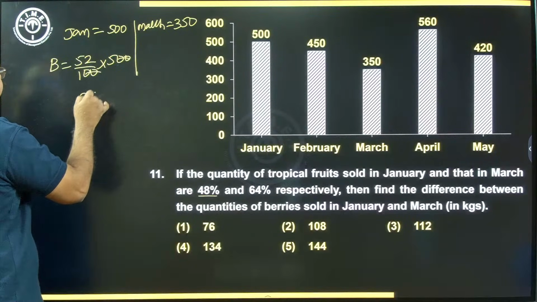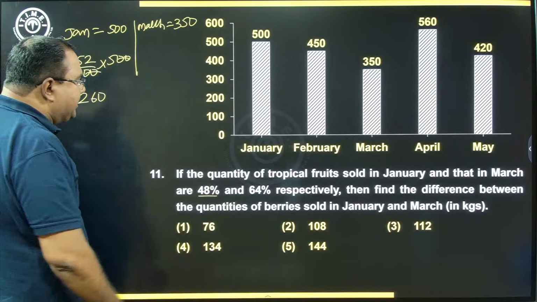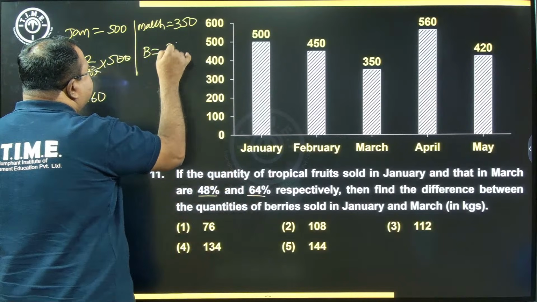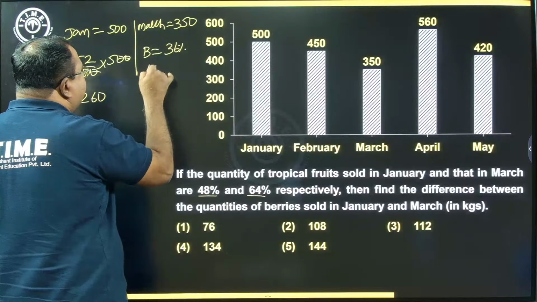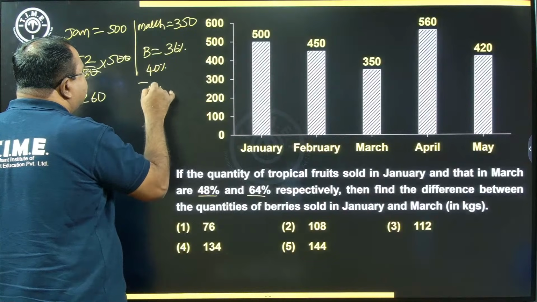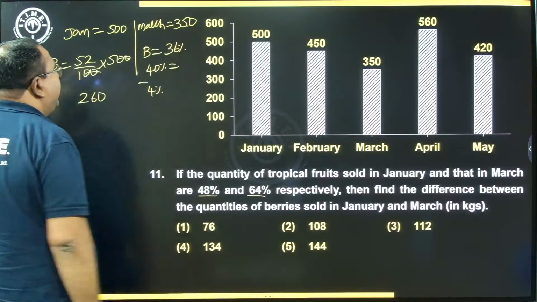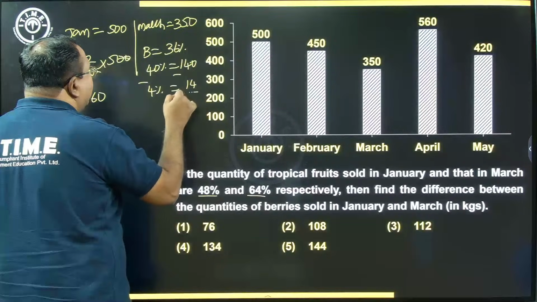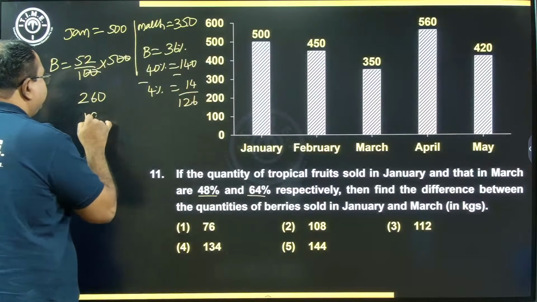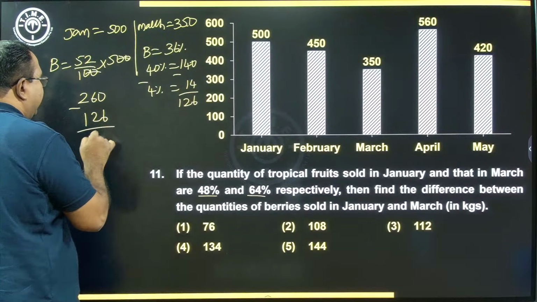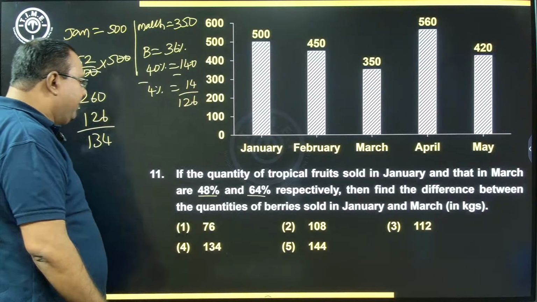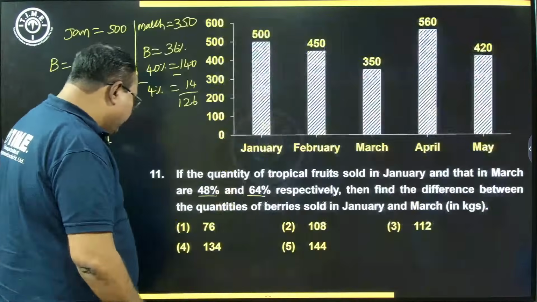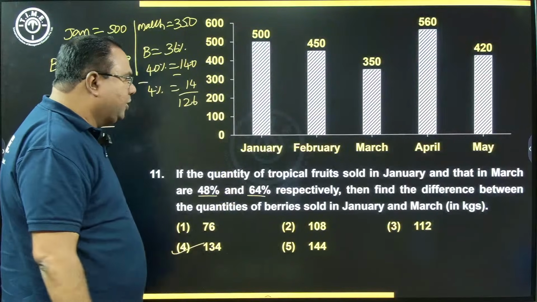It will be 260. Number of berries here: tropical fruit is 64%, so berries should be 36%. How do you calculate 36%? 40% minus 4%. 10% is 35, 35 into 4 is 140, minus 14, 126. So the difference in berry fruits will be 134. 134 is present in choice 4.